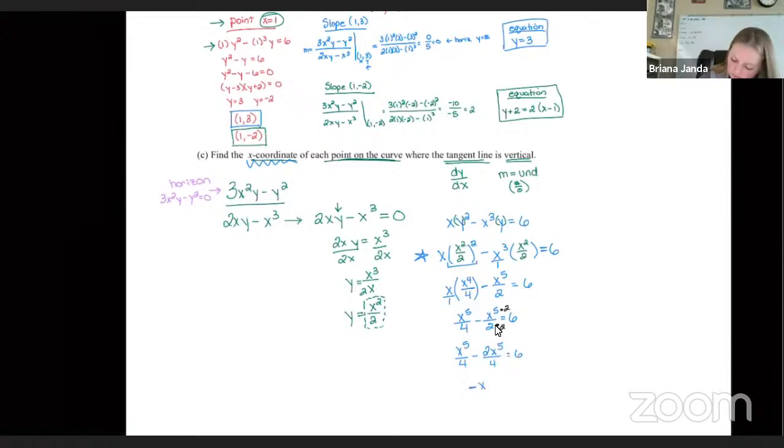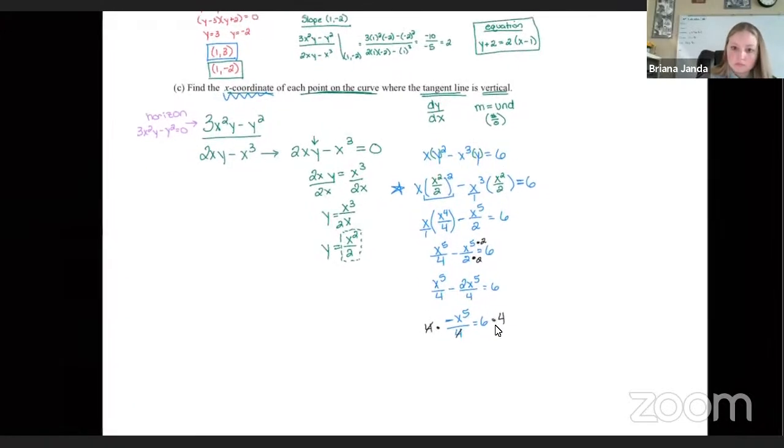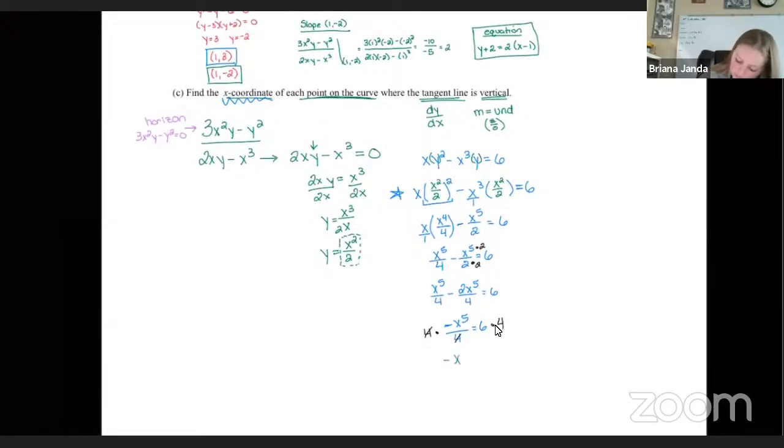Which would give me a negative x to the 5th over 4 equals 6. Multiply by 4. Divide by a negative 1. And now 5th root. And we end up with the very ugly answer of the 5th root of negative 24.